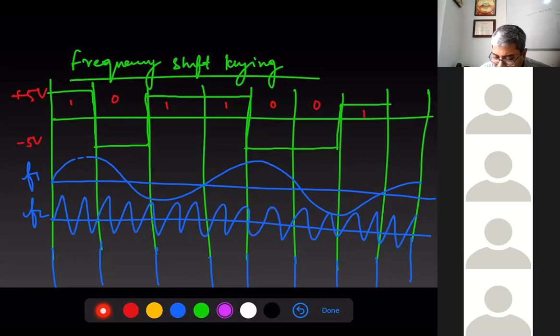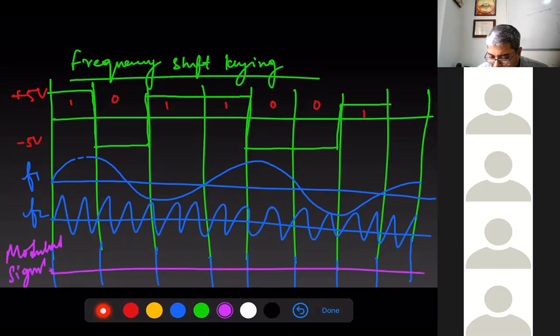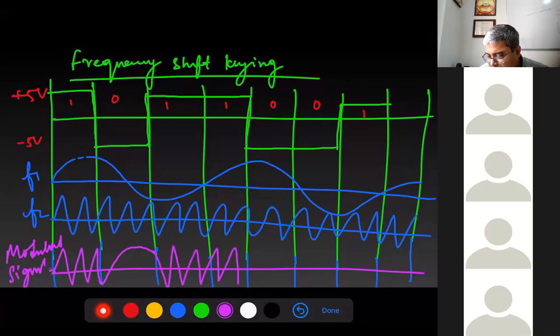So your modulated signal will be like this. As 1 is passing, it should be high. Now, when 0 is passing, it should be low. Again, 1 is passing, it should be high. And again, 0 is passing, it should be low. Again, 1 is passing, it should be high.